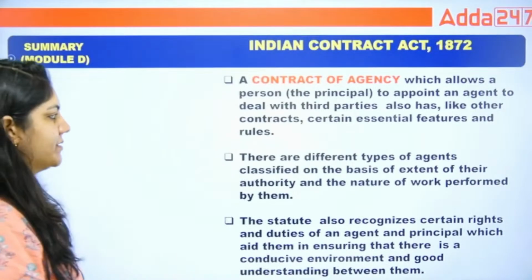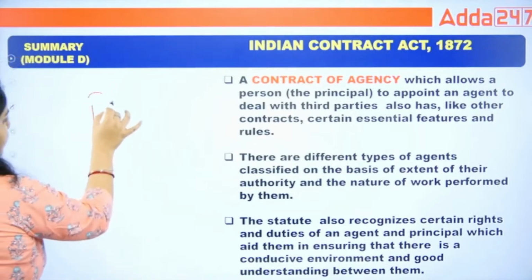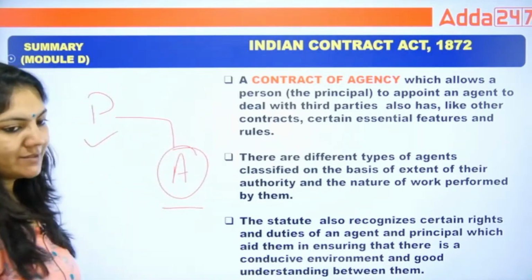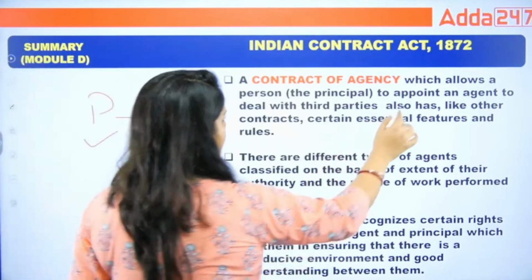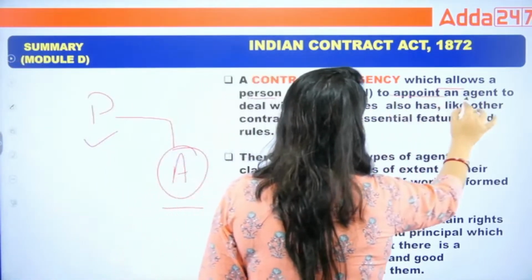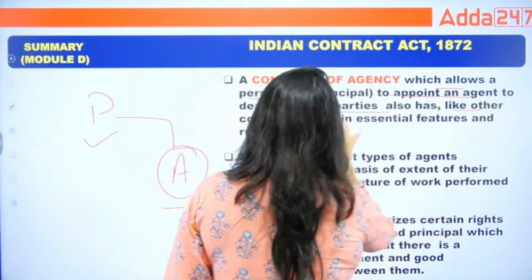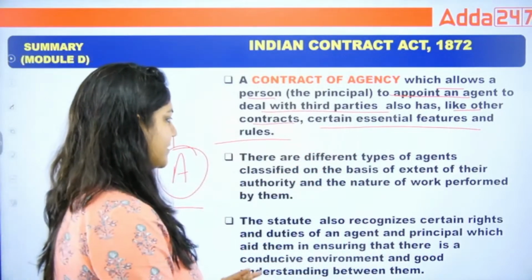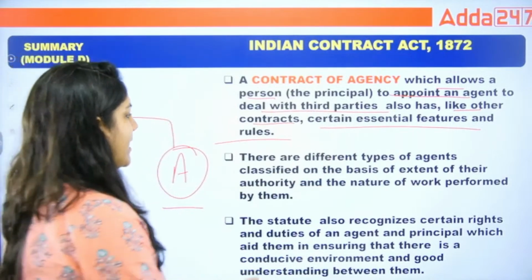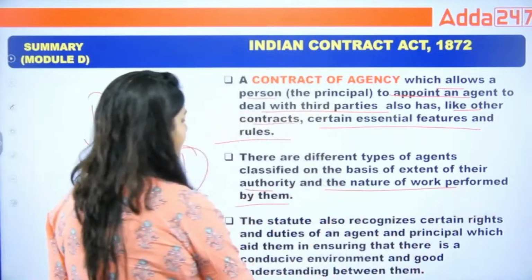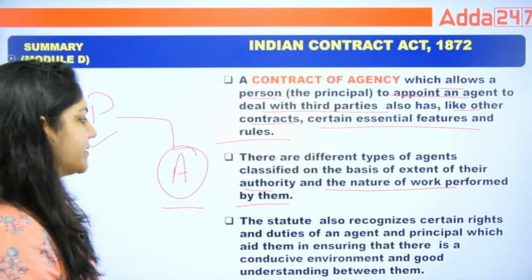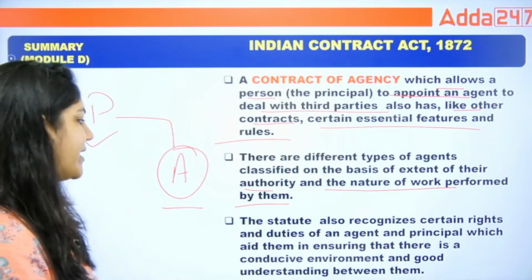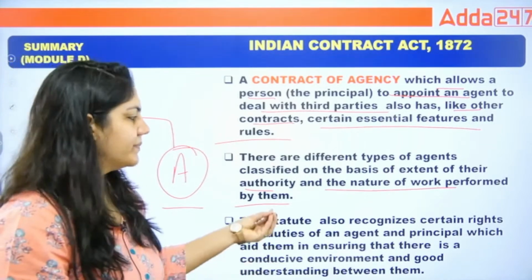Now the contract of agency. The contract of agency is basically principal and agent. If any work is done by the agent, the principal is liable. This is the concept. The contract of agency allows a person to appoint an agent to deal with a third party and, like other contracts, has certain essential features and rules. There are different types of agent classified on the basis of the extent of their authority and the nature of work performed. The statute also recognizes certain rights and duties of the agent and principal, which ensure a conducive environment and good understanding between them. So this is the basic theme of the contract of agency.